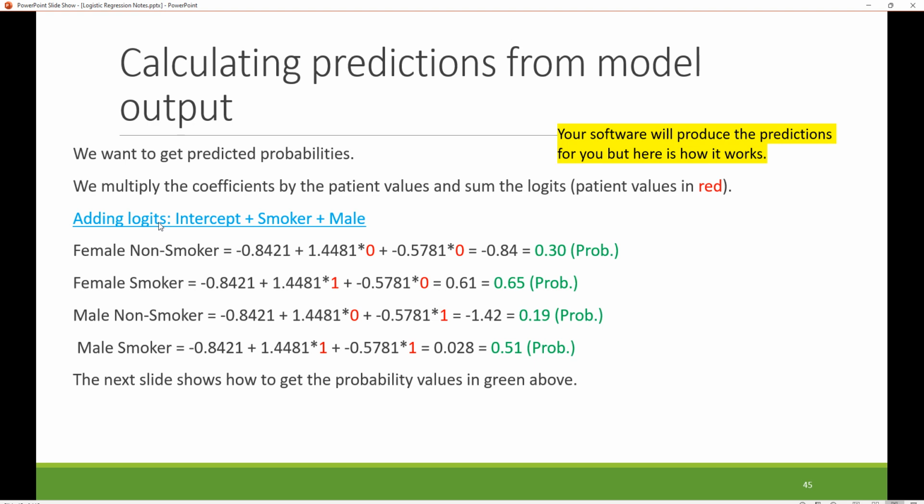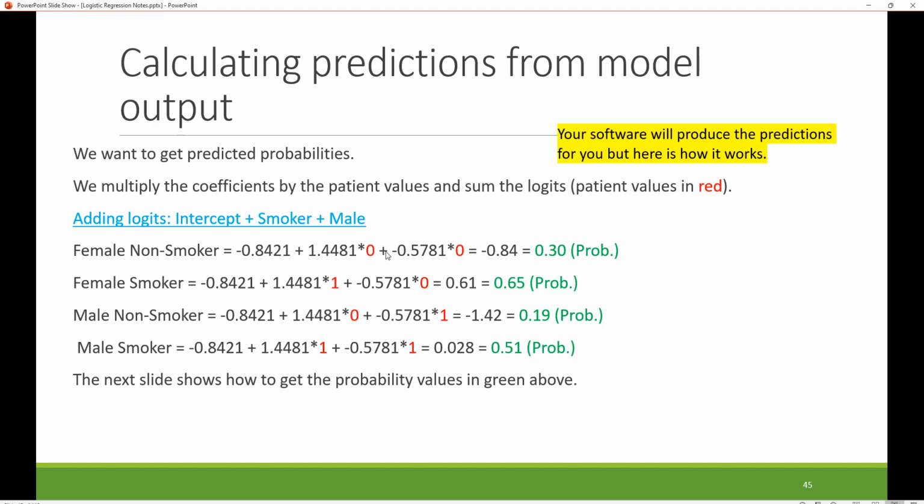We can do it by adding logits, such as the values that we get for the intercept plus smoker plus male. For example, for the female non-smoker, we would use that intercept value of negative 0.8421, and we would add that to the coefficient value of 1.4481 times the value of smoker. Because it's a female non-smoker, that smoker value is 0. So 1.4481 times 0 equals 0.